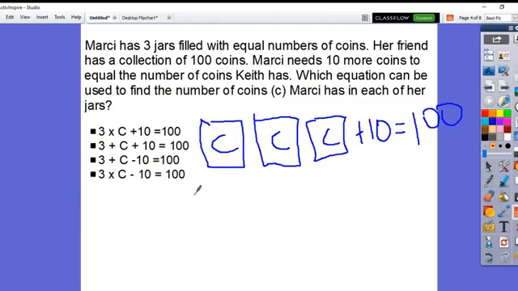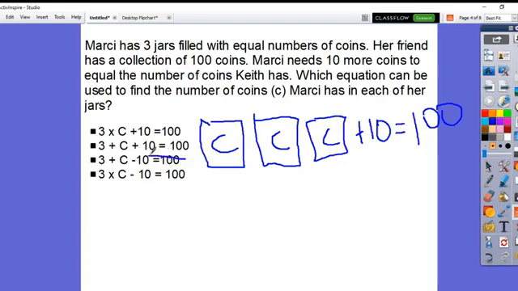Let's read them together. 3 times C plus 10 equals 100. 3 plus C plus 10 equals 100. 3 plus C minus 10 equals 100. Or 3 times C minus 10 equals 100. Do you see anything that we could get rid of? I do. Our problem says Marcy needs 10 more coins. So over here in our equation that we kind of drew, we were adding 10.